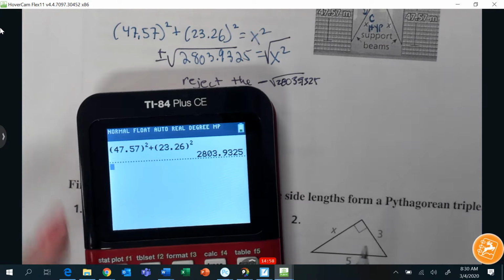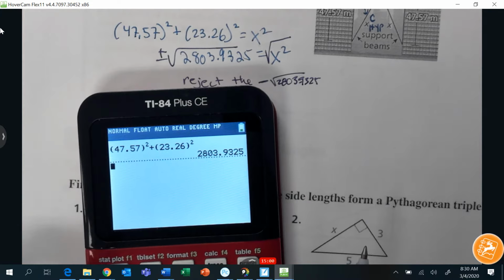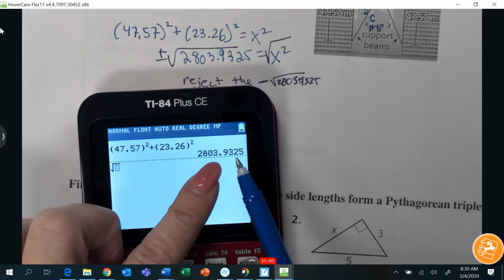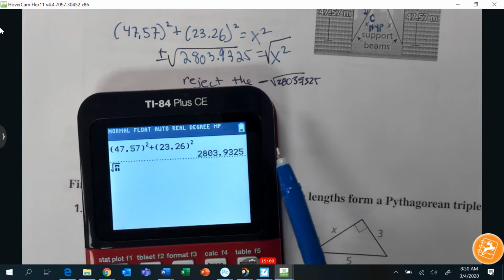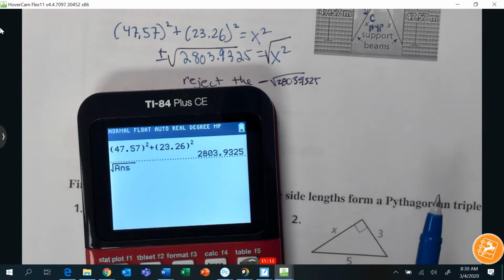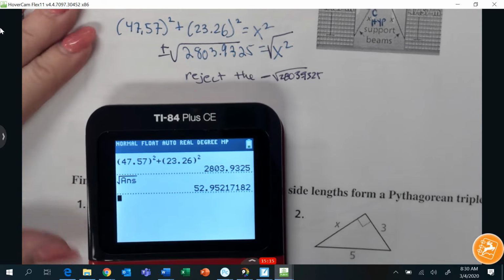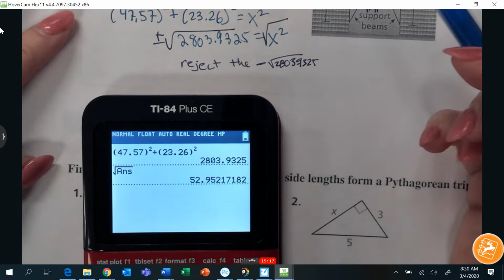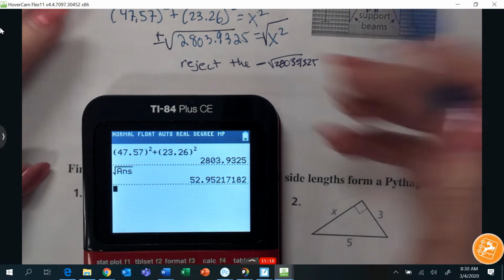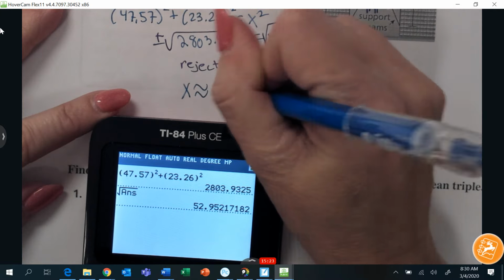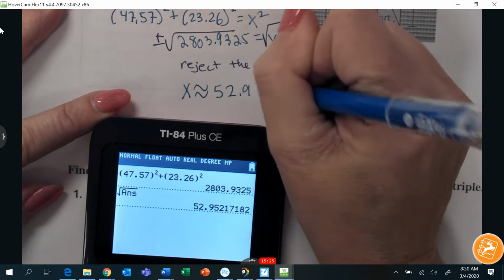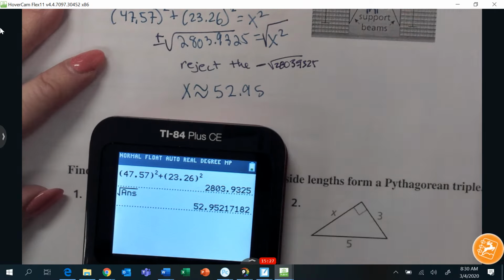All right, on my calculator, I can do square root, and then I can put this answer in. There's a few different ways of doing it, but I can do second negative. So my answer is approximately, it's not going to be equal, it does say find the approximate. So my answer is approximately 52.95 meters.